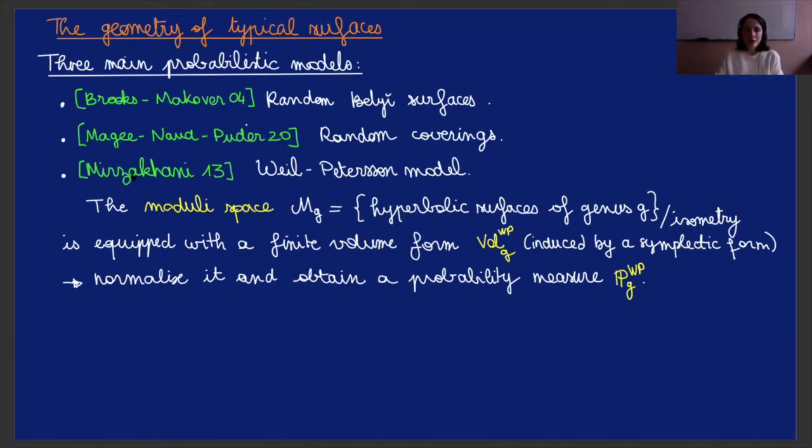But the one I'm going to talk about, and the one that I used in all the previous results, is the model by Mirzakhani, which she developed in 2013, and it's called the Weil-Petersson model. And what's great about this is that it's really natural and very geometric at the same time.